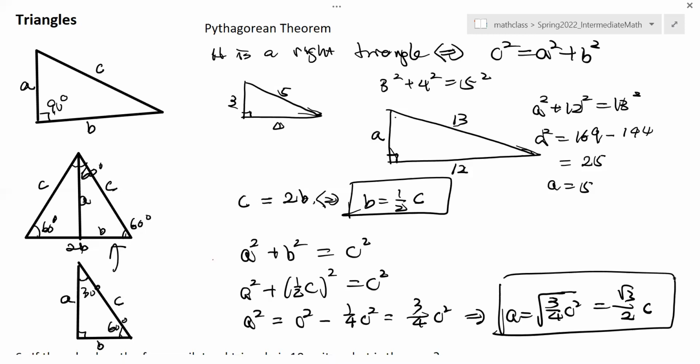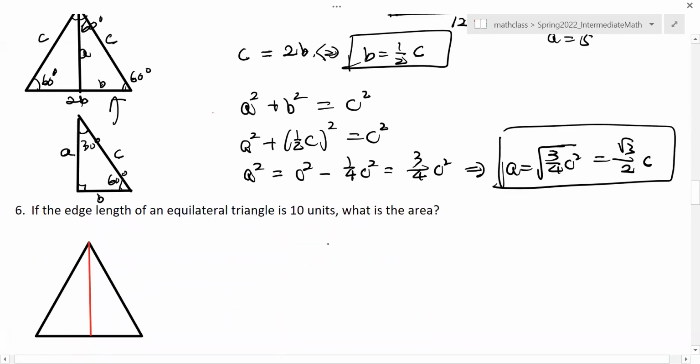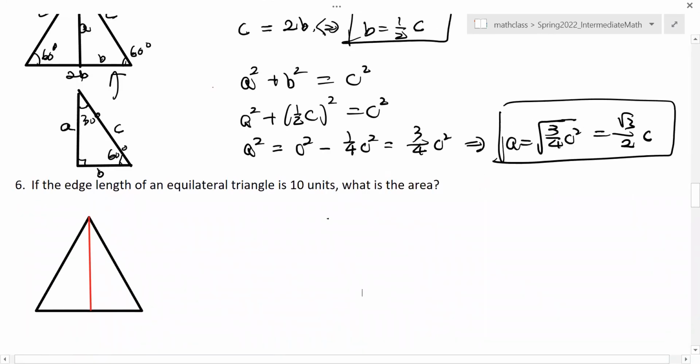So we should know these formulas, because there are many problems involving special triangles and special angles. You can use them directly. You don't need to repeatedly do the computation. Okay, so here's the problem. If the edge length of the equilateral triangle is 10 units, what is the area? How do you find the area? Remember, for the area of the triangle, if this is the height and this is the base, you write the formula: half of b times h.